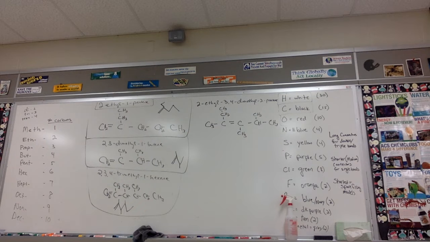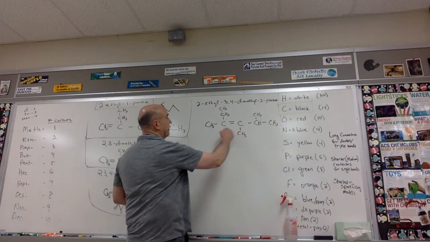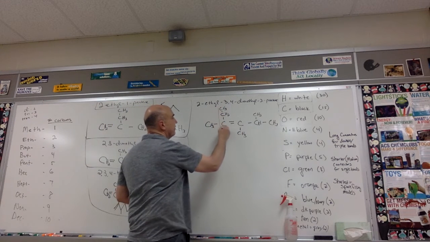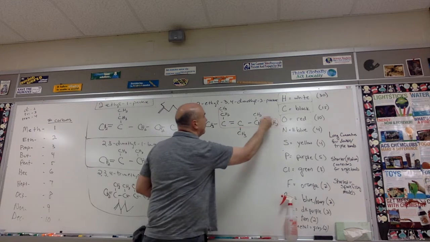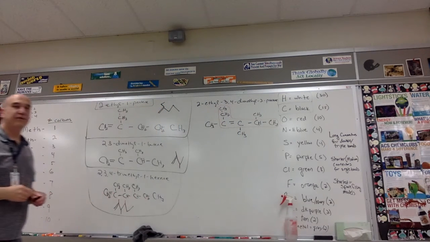So this name actually is not correct. What is the longest continuous chain I can put up there with the double bond? 6, right? Because we could actually go up this way and get a longer continuous chain. So this name actually is not correct. That's on your sheet there.